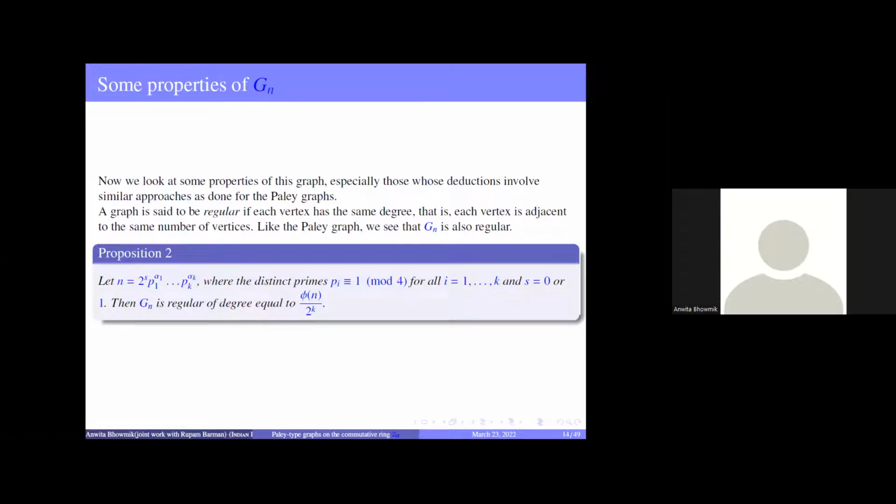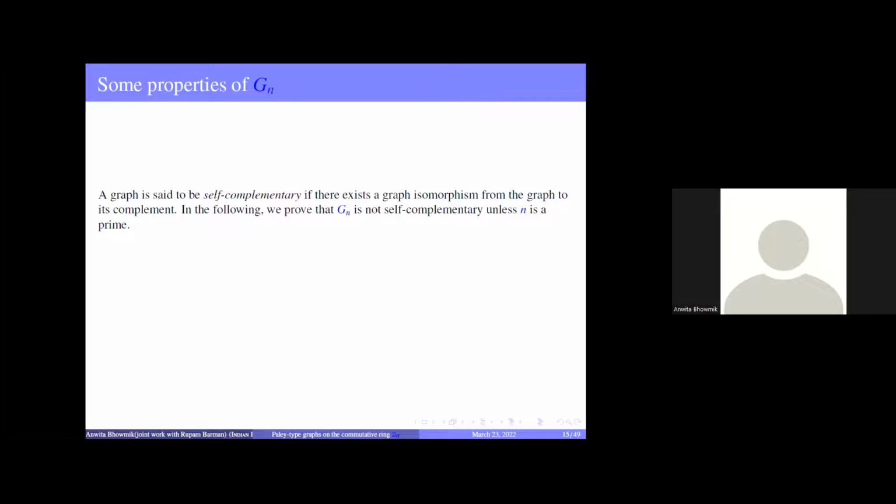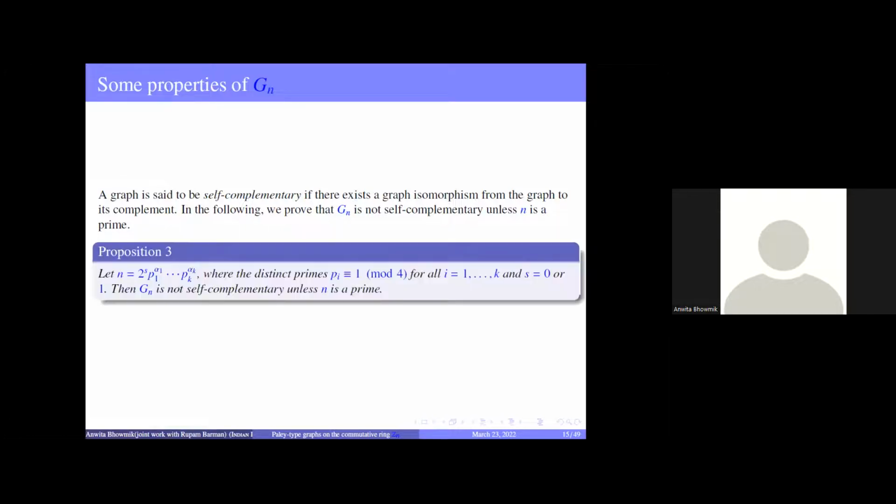For n, Gn has degree equal to phi(n)/2 to the power k, where phi is the Euler totient function. Next, we know that a graph is self-complementary if it is isomorphic to its complement. But the Paley graph was self-complementary, however, Gn is not. So here we are losing out on a very important property. So unless n is a prime, Gn is not self-complementary.